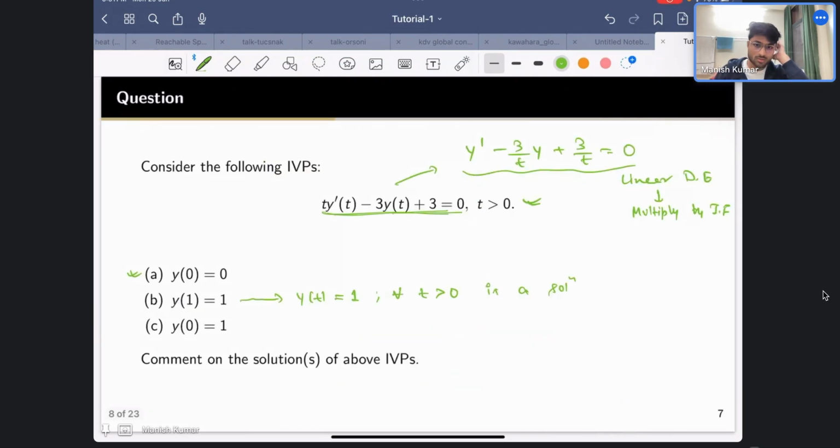Okay. Is there any other comment? Is this clear to everyone?